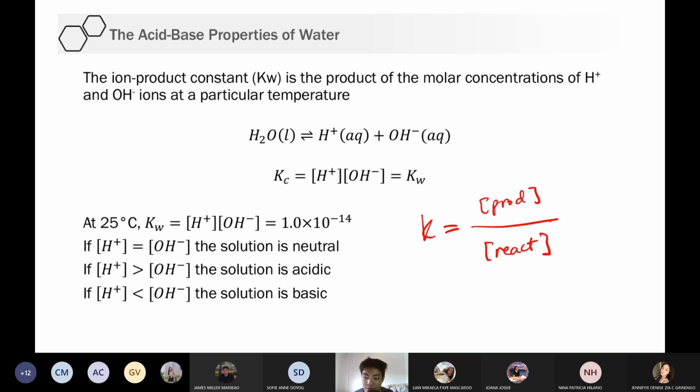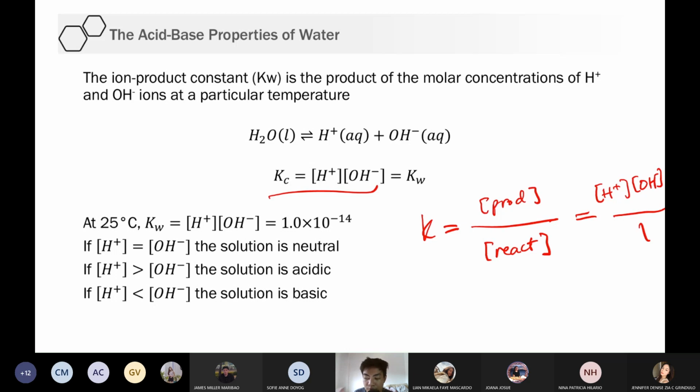Okay? If your species are liquid and solid, you must not write them in the equilibrium constant. So kapag yan ay naka-liquid or solid, hindi mo siya isusulat sa K. Since yung ating reactant ay liquid, hindi natin siya isusulat dito. So we will just write 1. How about the product? We have the H plus and the OH minus. We can write that as the product of the H plus concentration times the OH minus concentration, or just simply this one.